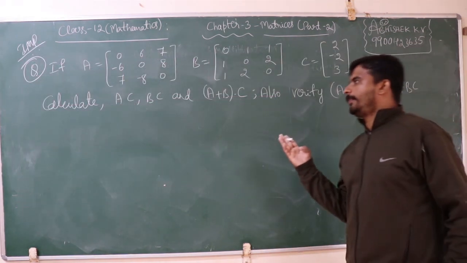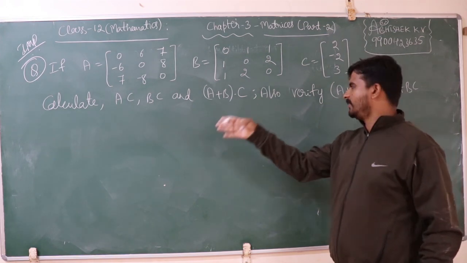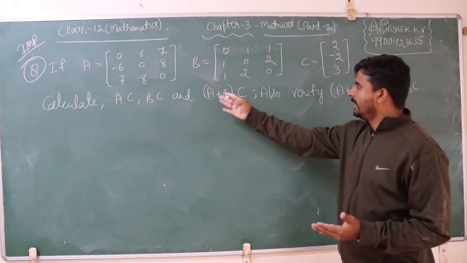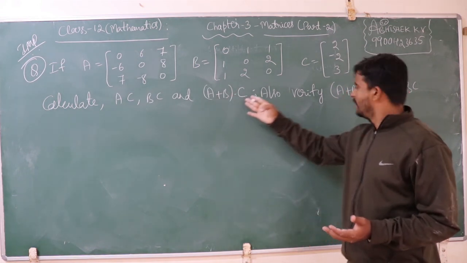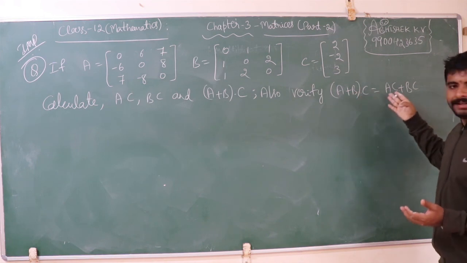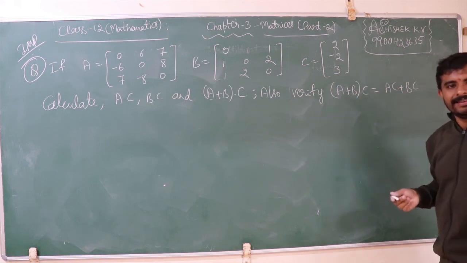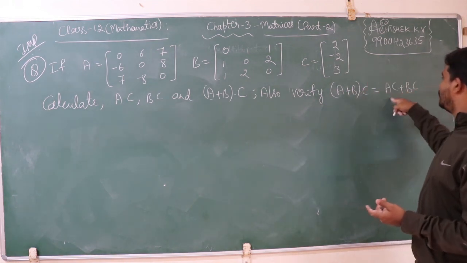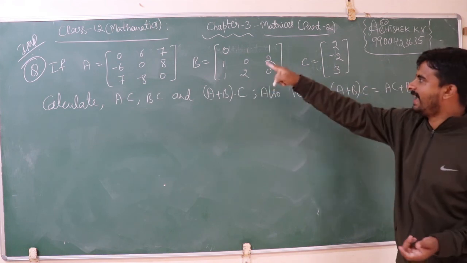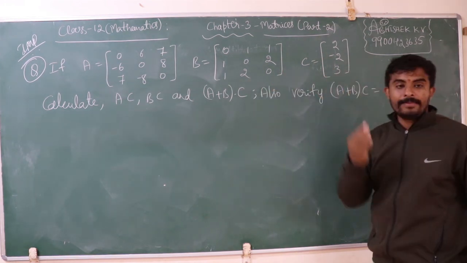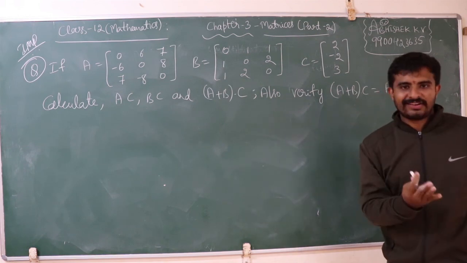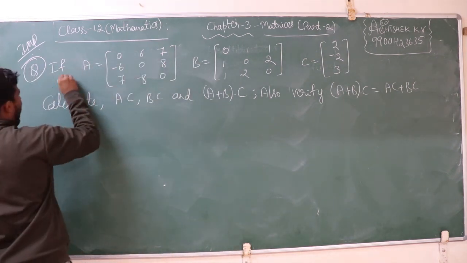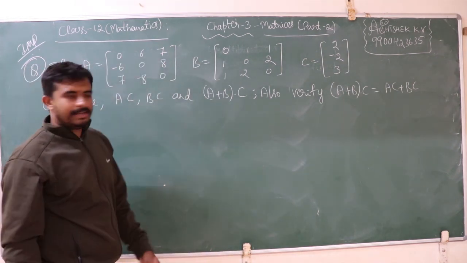Yes, let us consider the problem on the multiplication and addition of matrices. See, (A plus B) C is equal to AC plus BC. This is nothing but the distributive law. Is it clear? We need to verify (A plus B) C is equal to AC plus BC for the given matrices A, B and C, and the examiner likes to ask these types of questions for your annual examination in part D. This question is for 5 marks. Very, very important. Okay? Let us check.